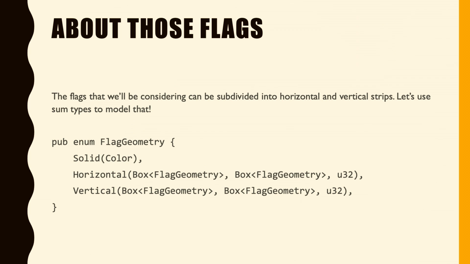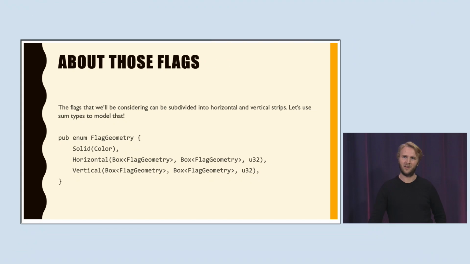So we can split flags up recursively into a tree structure of one-colored strips. Splits can be either horizontal or vertical. We arbitrarily subdivide each such strip at a point, a pivot point, the third parameter in this horizontal and vertical. And we pick by convention that we'll divide this into parts of 100.